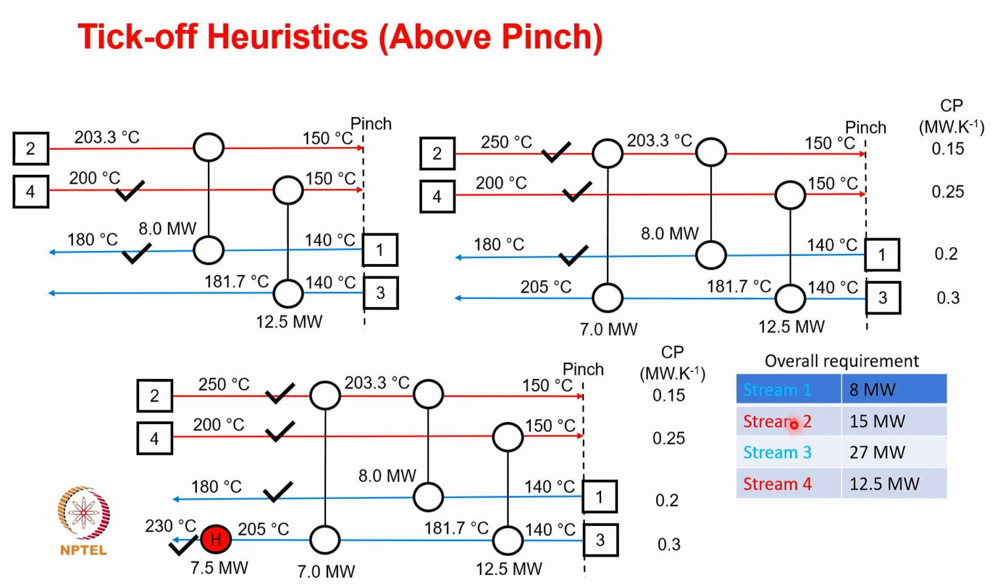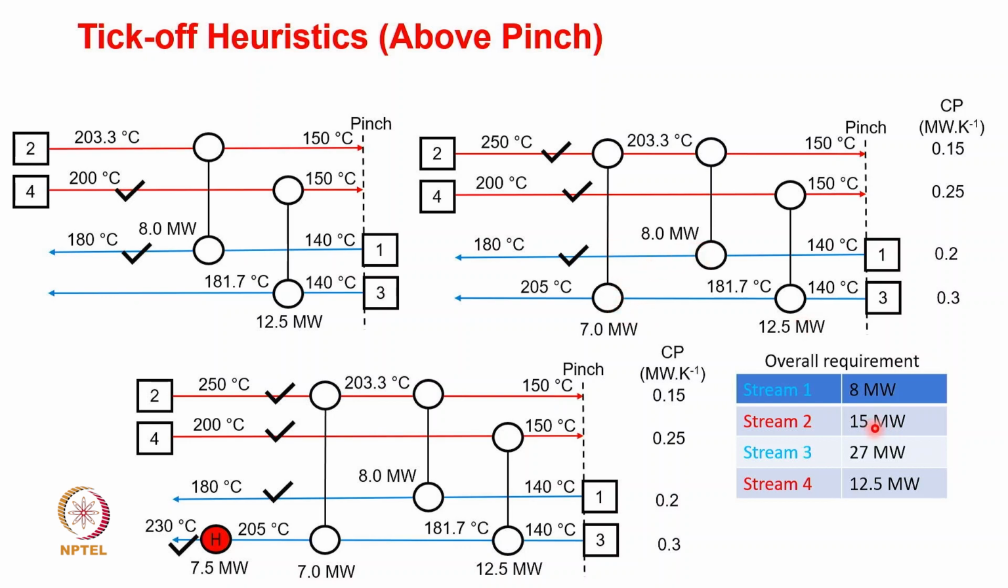So, take the stream 4 here, you can connect it with stream 3, which essentially means that the stream 4 has been completely utilized. Then take the remaining stream 2, and you can connect it to stream 1 and utilize the 8 megawatt. So, which essentially means stream 1 is also fully operational. That is why we tick them off in the sequence, but the remaining part of stream 2 can be connected to stream 3.